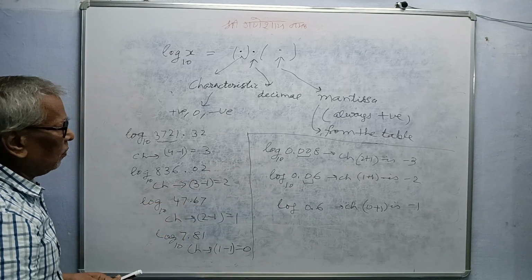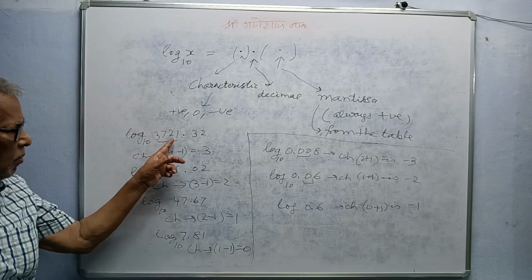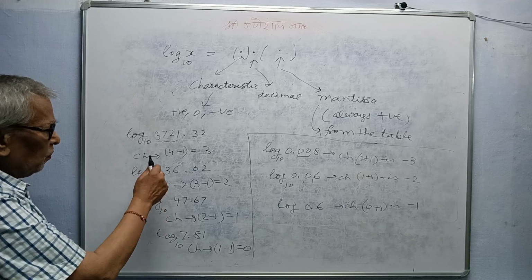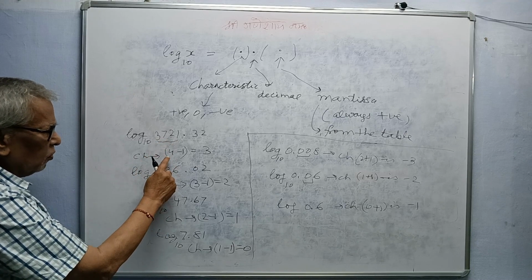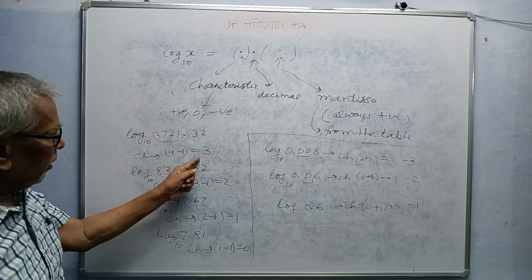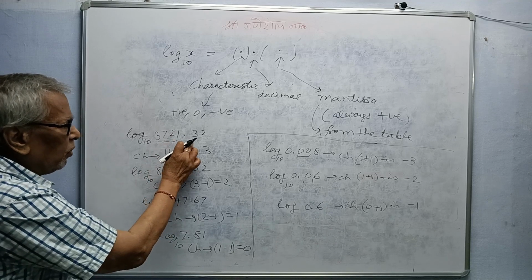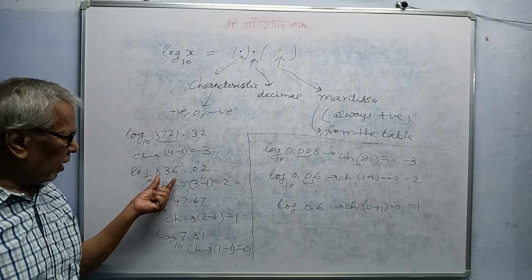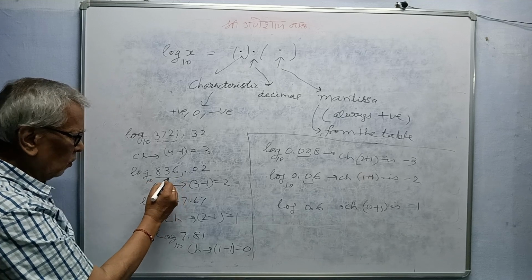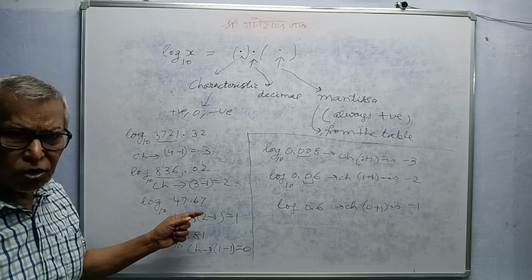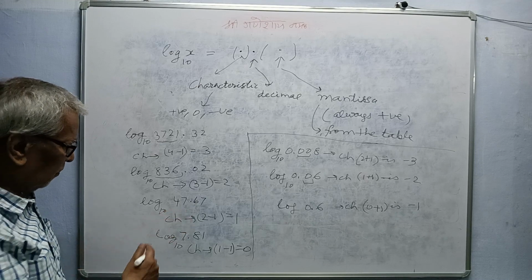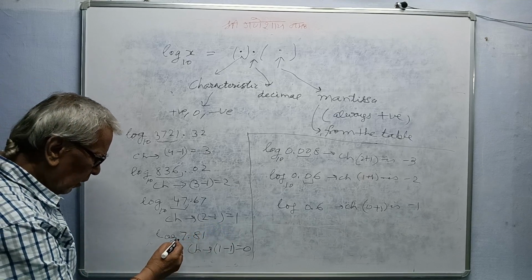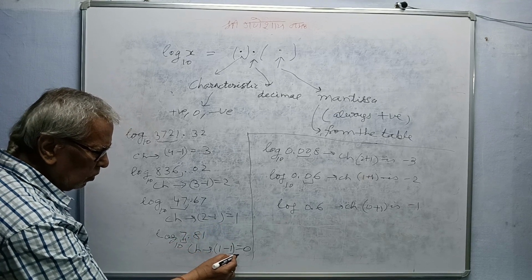Now, log 3721.32. You want to know the characteristic. You have 4 digits, so 4 minus 1 is equal to 3. So the characteristic will be 3, and the mantissa we will have to calculate from the table. Log 836.02. Here there are 3 digits, so 3 minus 1 is 2. So the characteristic is 2. 47.67. Here there are 2 digits, so 2 minus 1, so the characteristic is 1. 7. Here only one digit, so 1 minus 1 is 0.